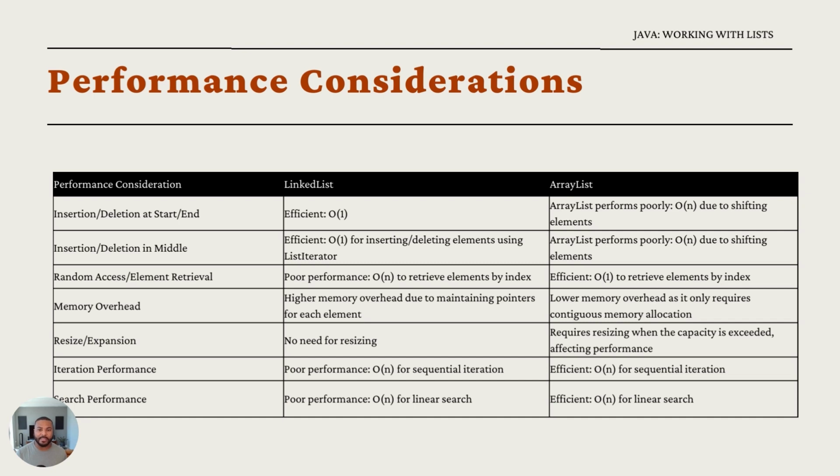Another consideration is search performance. With linked lists, searching for an element requires linear traversal, making it slower for searching compared to an array list. An array list offers faster search performance, especially for large lists, due to its constant time random access, making element retrieval by indexing much faster.